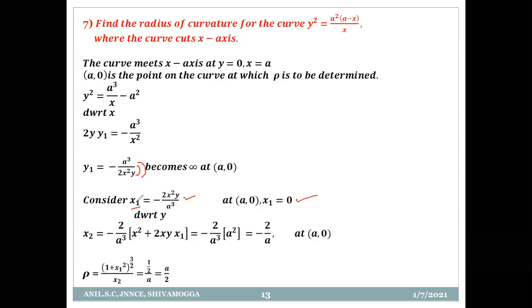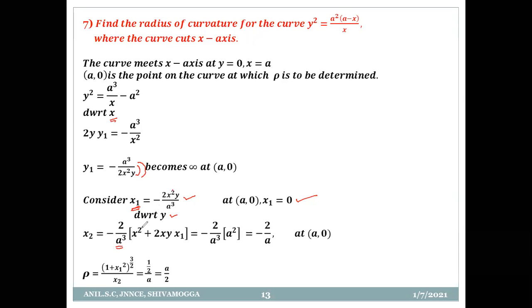Next, this is x1. x1 is dx by dy. This is the derivative with respect to y. Therefore, again we differentiate with respect to y, not with respect to x, because this derivative is with respect to y. The derivative of x1 is denoted by x2. Here minus 2 divided by a cube is a constant. Keep it as this. You just differentiate x square into y using the product rule.